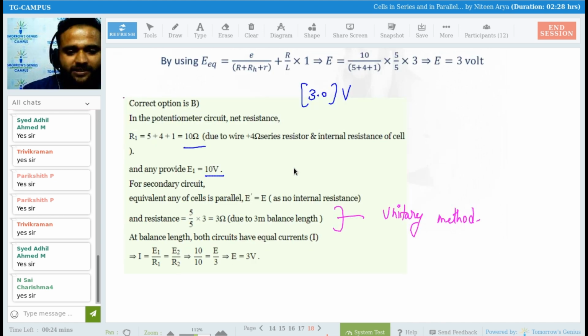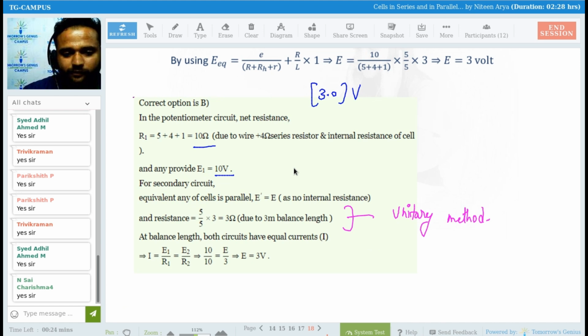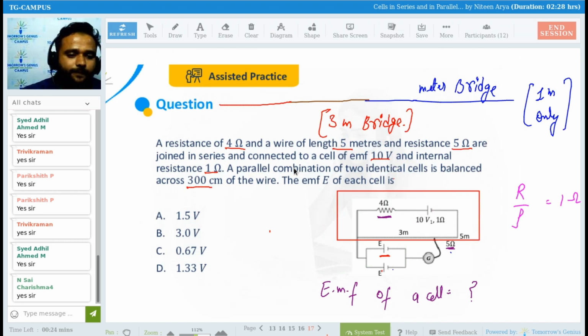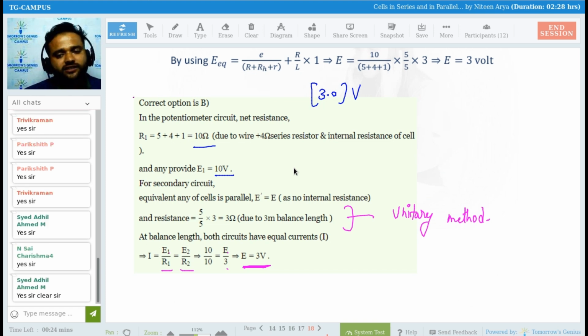Then at balance condition, at the balance length, both the circuits have equal currents. Then I1 equals E1 by R1 equals E by R2, which is 10 by 10 equals E by 3. Because E1 is the potential 10, the resistance is 10, E we need to find, and 3 is the resistance up to the null point. This is how you can find the voltage. Is this clear, everyone? Is this clear, beta? How you can easily find this 3 volt with the help of this?